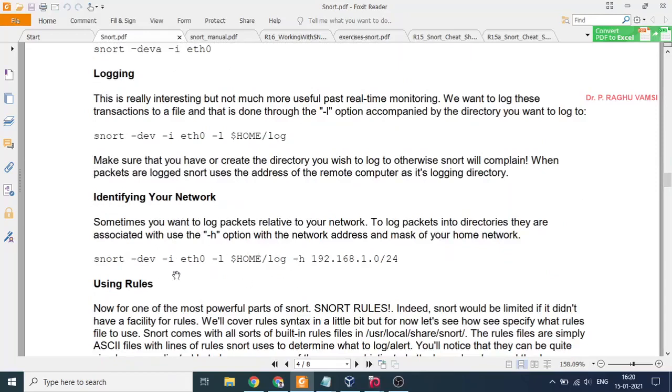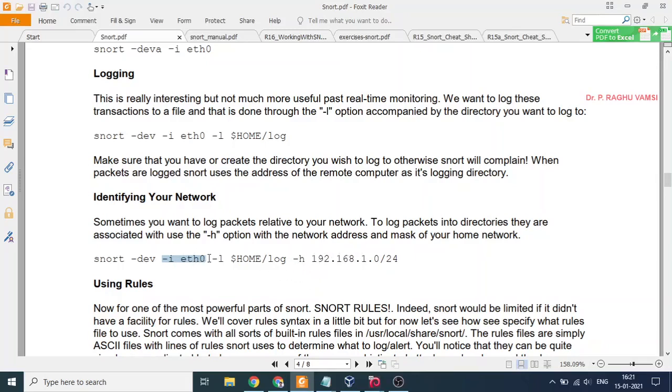Identifying your network: the network can be identified via the host name, number, or via the Ethernet interface. Either you may mention to execute the rules, because Snort is signature based. Whatever rule you write is the signature. So you can test the traffic against the signatures that you have placed, with the help of the Ethernet interface to which you are connecting, or via the host address.